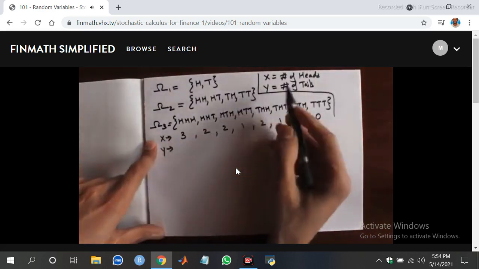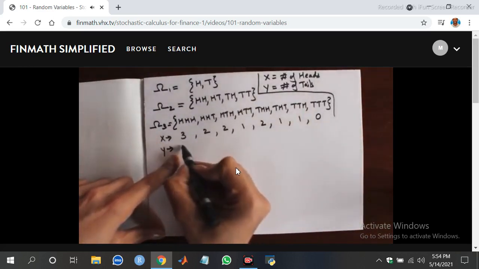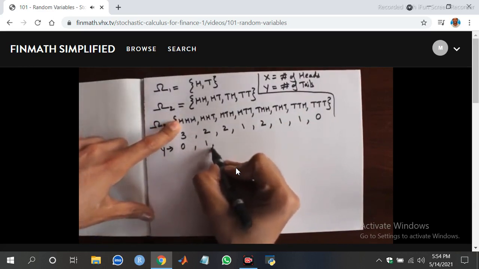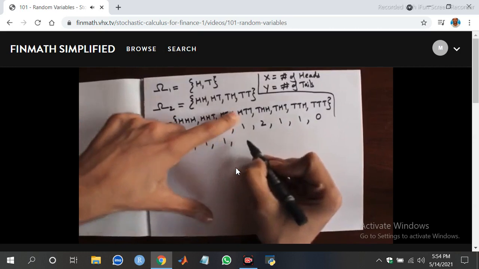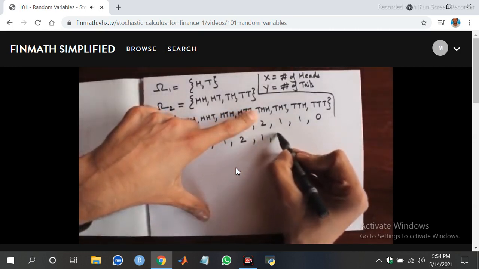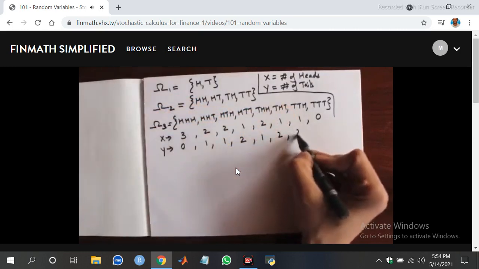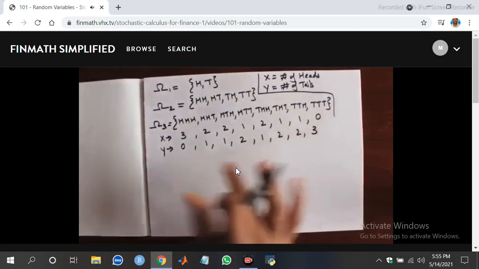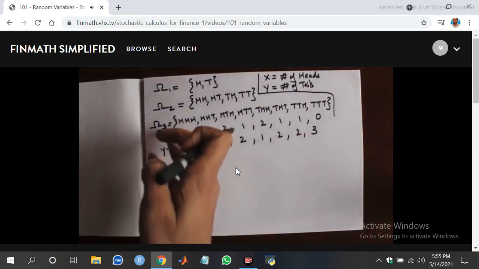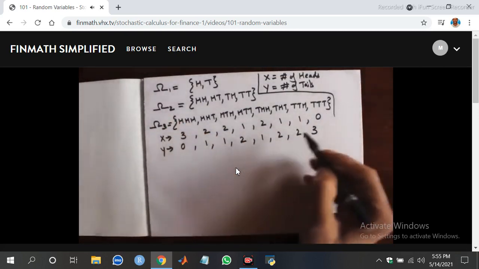Likewise, let's count the number of tails. Here the value would be 0 because there are no tails. Here there's 1 tail, 1, 2, 1, 2, 2, and 3. So very simple. We're just basically counting the number of heads and the number of tails.